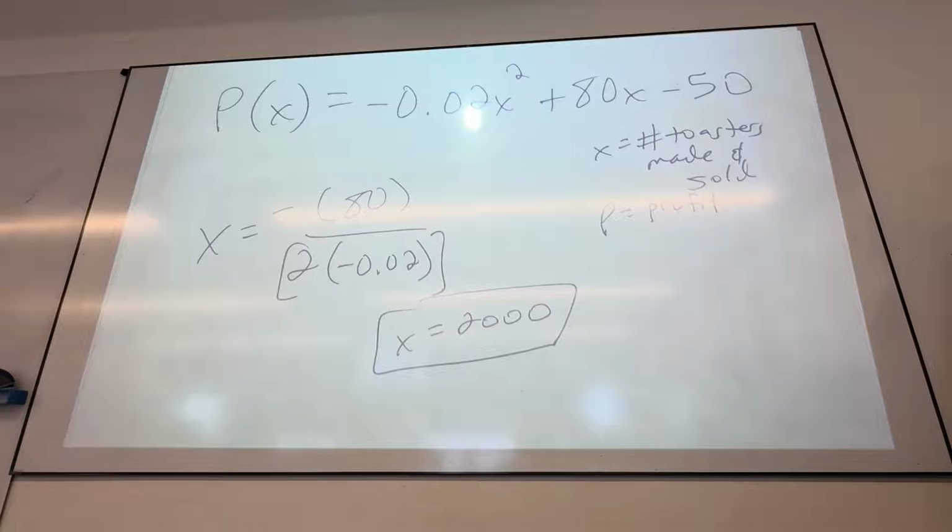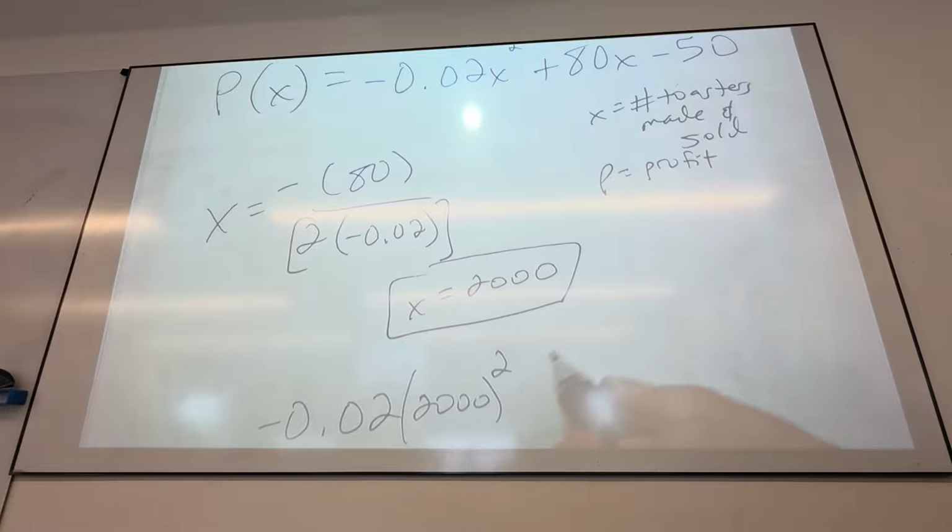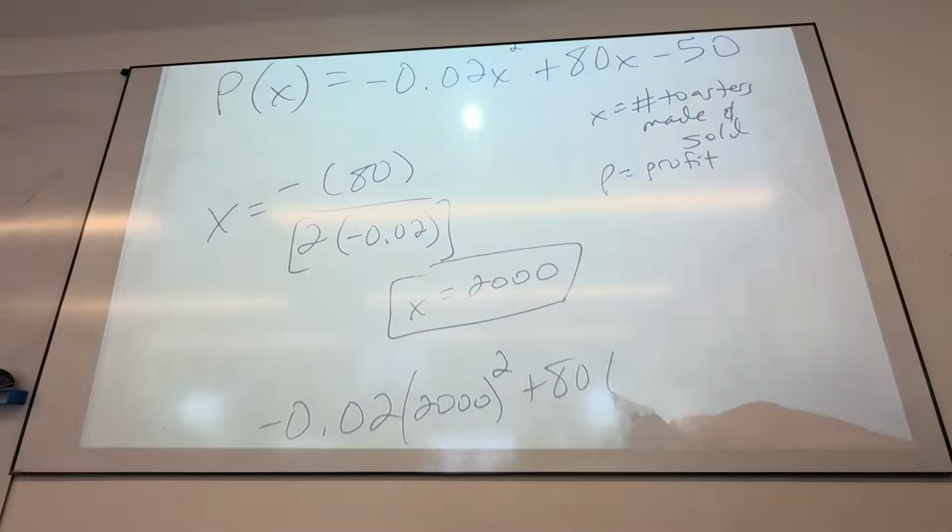40, 80,000, 96,000. I think it's 95,950. But I could be very wrong. I'm okay if I'm wrong. So can somebody put that in a calculator? Negative 0.02 times 2,000 squared plus 80 times 2,000 minus 50.